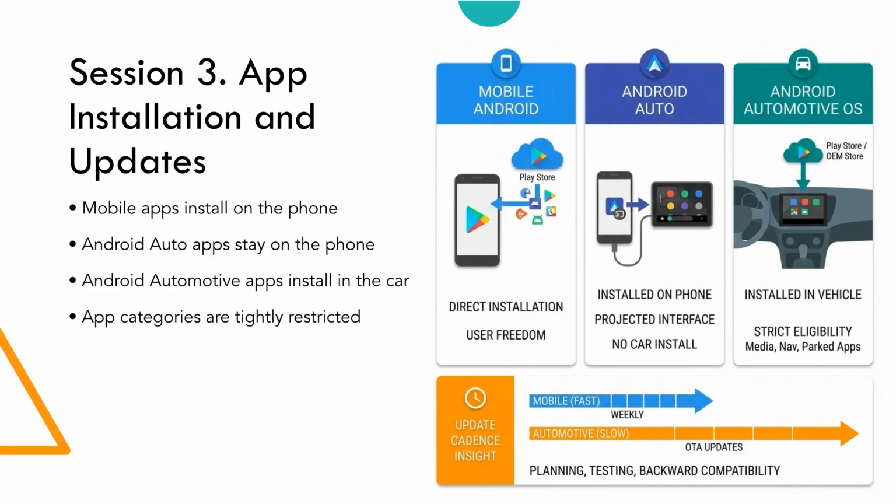A lesser-known but important insight is update cadence. Mobile apps may update weekly. Automotive apps often update slowly, sometimes only during vehicle OTA updates. This changes how developers plan releases, testing, and backward compatibility. Stating this difference clearly shows real-world automotive awareness.